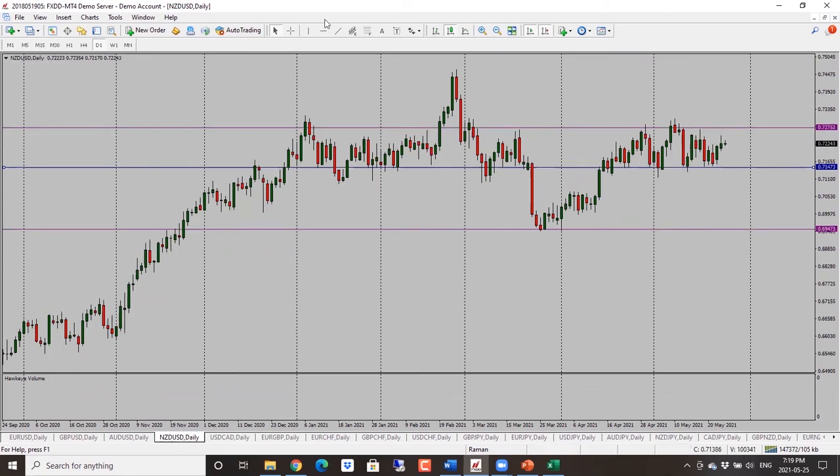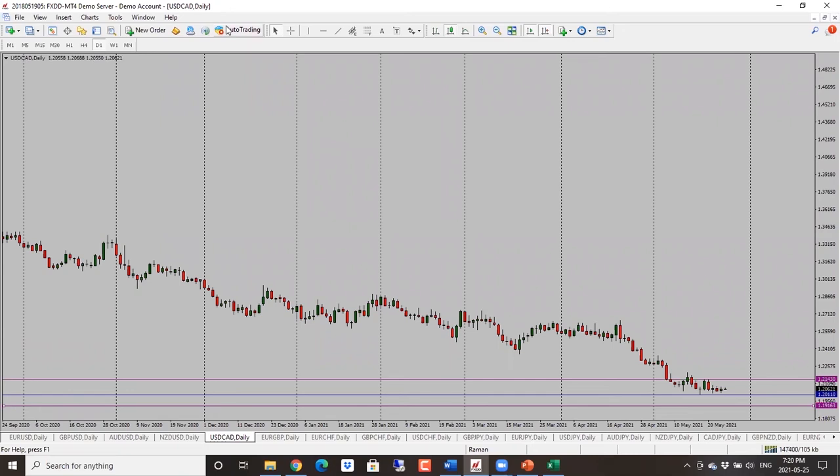New Zealand dollar here, this one as well has been stuck in a range. Price has been trading between 0.7275 and 0.7150. So right now, price is still trading in a range, and I'm looking for a range bound move again. So neutral bias here for New Zealand dollar as well.